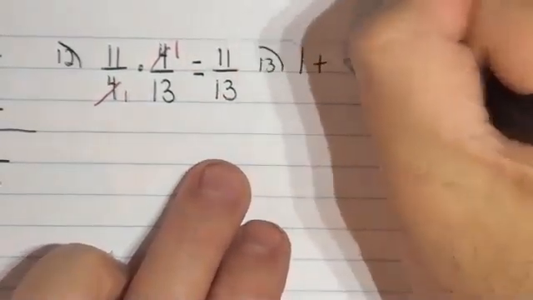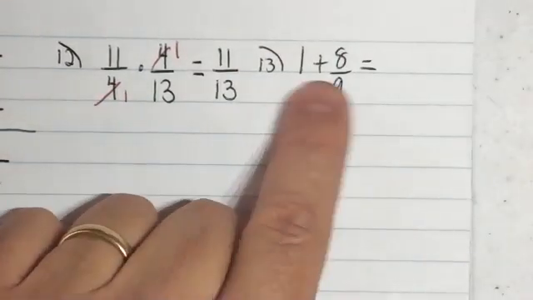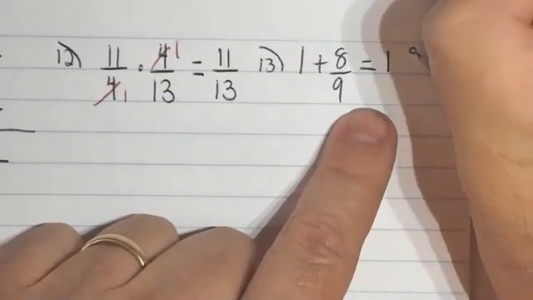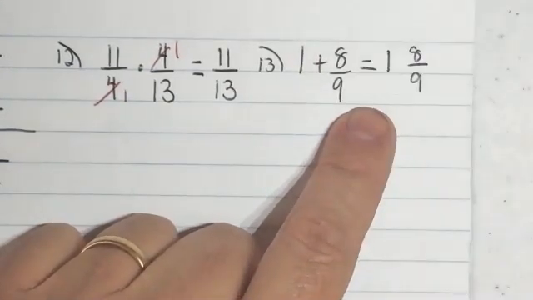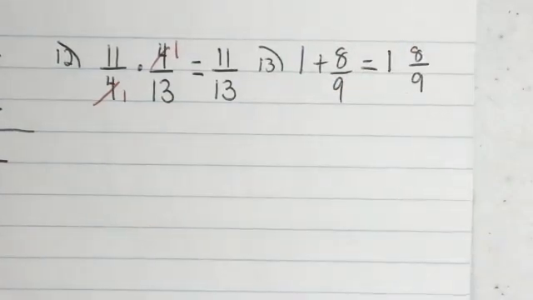You may see this, and hopefully we don't overthink that. You're taking a whole number, you're adding it to 8 over 9, and what you're going to get is just 1 and 8 over 9. And that's not 18, that's 1 and then 8 over 9.